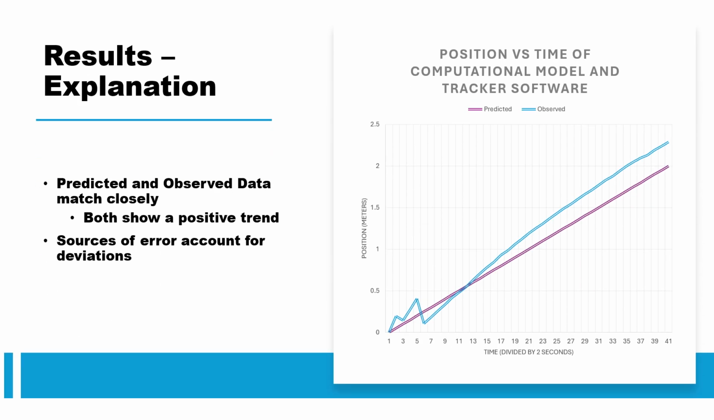The graph on the right shows my findings. The predicted data from the computational model and observed data match closely. Both show a positive trend, and sources of error can account for deviations.